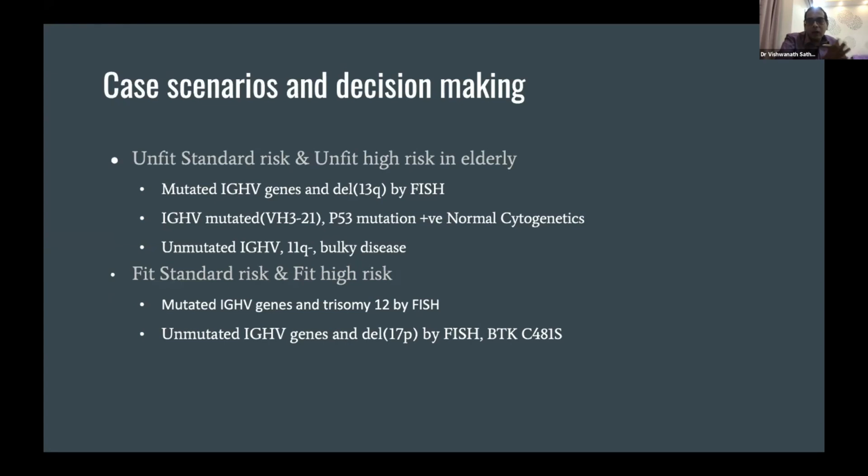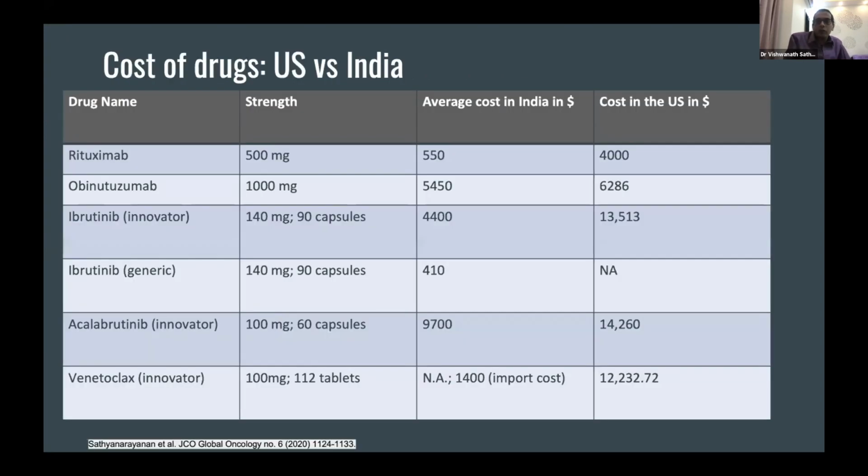And not only that, talking about fit standard risk and fit high risk patients in the younger patients, it could be a mutated IGHV gene with trisomy 12, which generally has a better prognosis, or it could be a mutated IGHV gene with a 17p deletion by FISH. And now with the advent of next generation sequencing, we could find something like a BTK C481S mutation, which could be resistant to BTK inhibitors. So these are the different clinical situations we may find, and I think Dr. Nitin Jain would definitely address these situations.